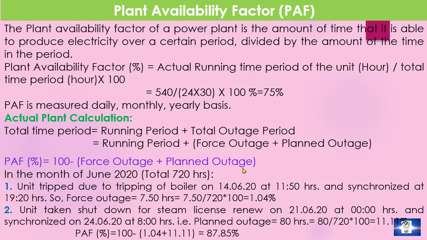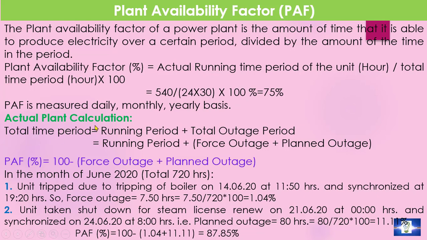If you think that in a month, in 30 days, the total running hour of the unit is 540 hours, then the plant availability factor is equal to 540 by 24 into 30 days into 100%, meaning 75%. This PAF, meaning plant availability factor, is calculated on a daily basis, monthly basis and yearly basis.